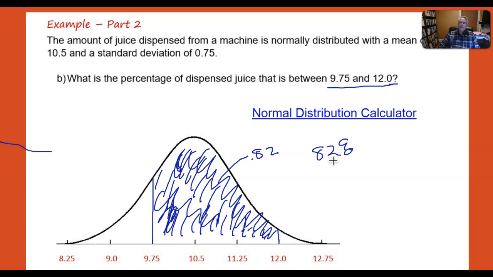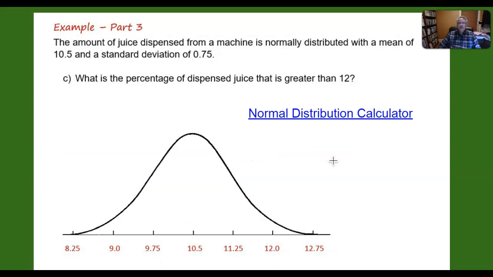So we have one problem where we're finding the area less than a value, and one problem where we're finding it between two values. We can also find greater than a value. Again, same example, but this time, what is the percentage of time the dispensed juice is greater than 12? So here's 12. I'm going to draw a line there, and we want greater than 12. So it's the area under the curve for values of x that are greater than 12. It doesn't look like very much of the time, right? That's a small percent.